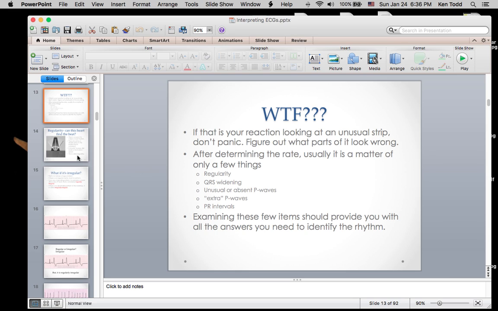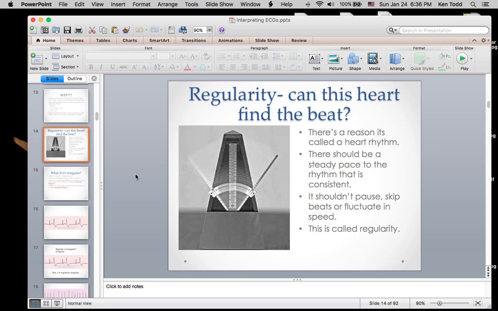So one of the first things is regularity, and there's a reason it's called a heart rhythm. It should be a steady, consistent pace. If there's pauses or skips or changes in speed, those are not regular.